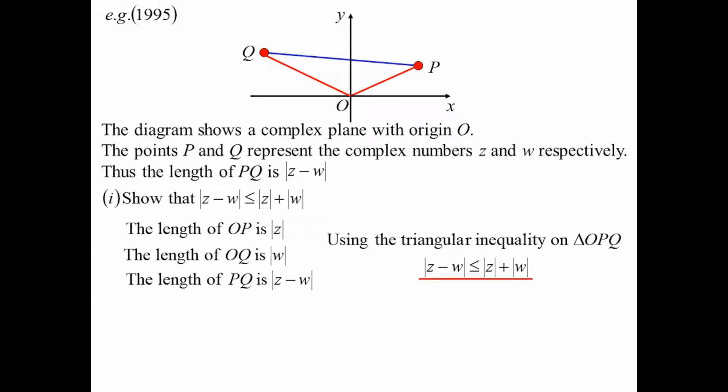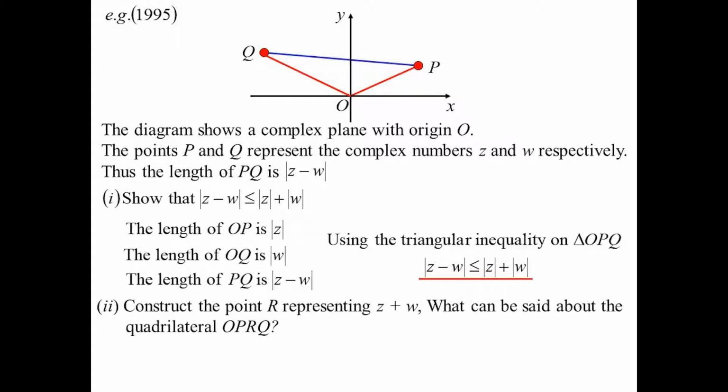And so then I can simply say, well, by the triangle inequality, I've got three sides of a triangle. So modulus of Z minus W must be less than modulus of Z plus modulus of W. Construct the point R representing Z plus W. And then what can be said about the quadrilateral? If we add them together, let's complete the parallelogram. So what can be said about the quadrilateral OPRQ? A parallelogram. That's the best we can do at this stage without any more information.